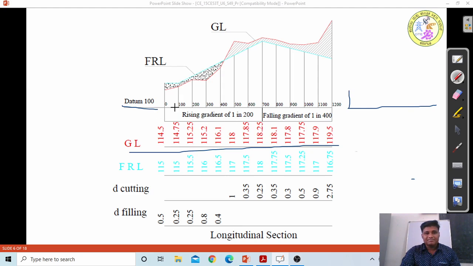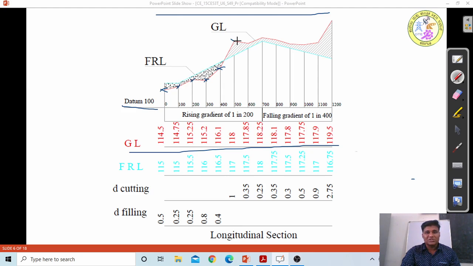114.75 minus 100. First I am going to divide each and every... I am going to divide the 1200 meters. So the total from here to here is 1200 meters. I am going to divide this line into regular intervals of 100 meters: 0, 100, 200, 300, 400, 500, 600, 700, 800, 900, 1000, up to 1200. Then the ground level minus the datum will give me these points, the ones in red. So this is the profile of the ground.